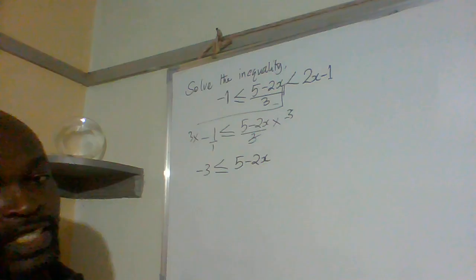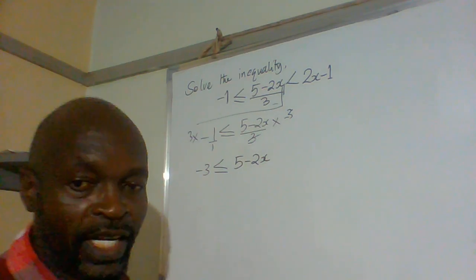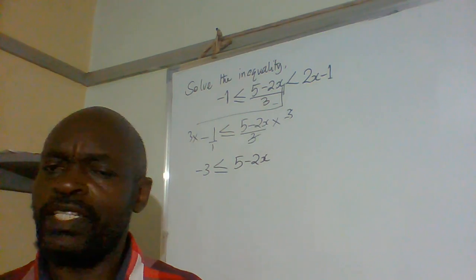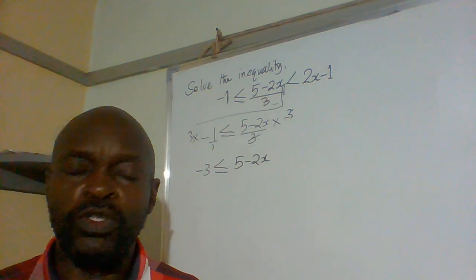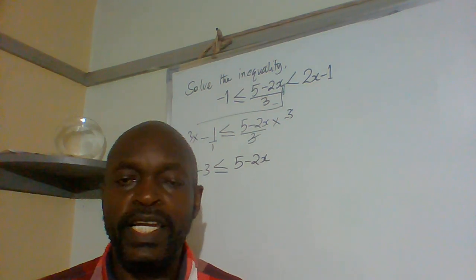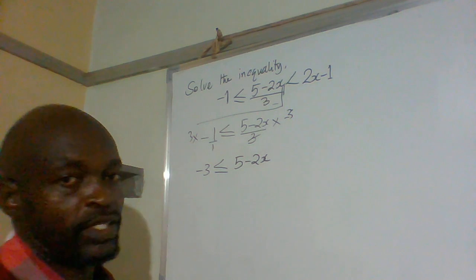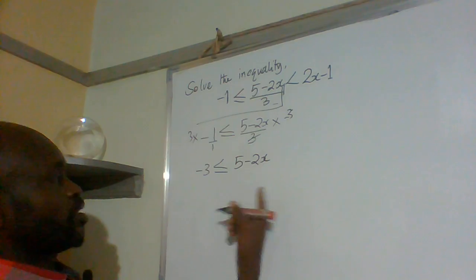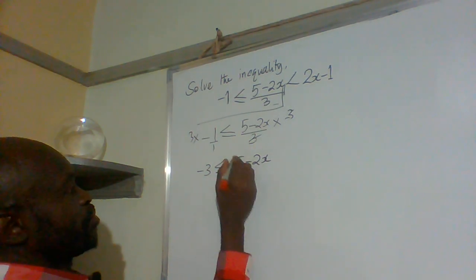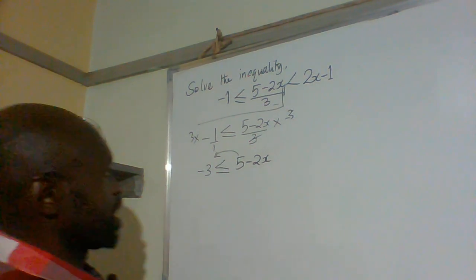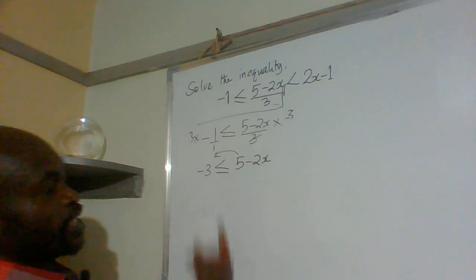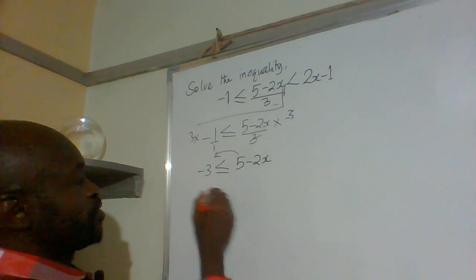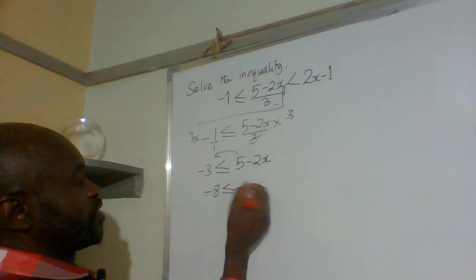Then I would collect like terms. We solve algebraic inequalities in much the same way as we solve linear equations, algebraic equations. So in this case, collect like terms. I'll take my 5 to this other side, and when I bring it to this other side, it will be negative 5. So we'll have negative 3 minus 5, which is negative 8, less than or equal to negative 2x.